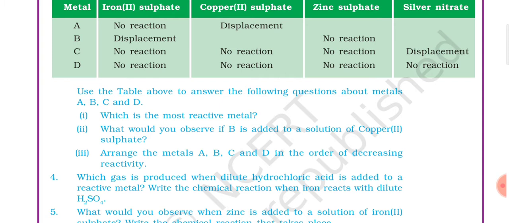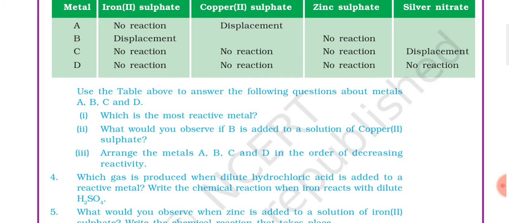Second part, what would you observe if B is added to a solution of copper sulfate? Now if you look at the table, you can see that metal B is more reactive than iron, and that is why metal B is displacing iron from iron sulfate. So if metal B is more reactive than iron, then it is obvious that metal B is also more reactive than copper, because reactivity of copper is less than that of iron.